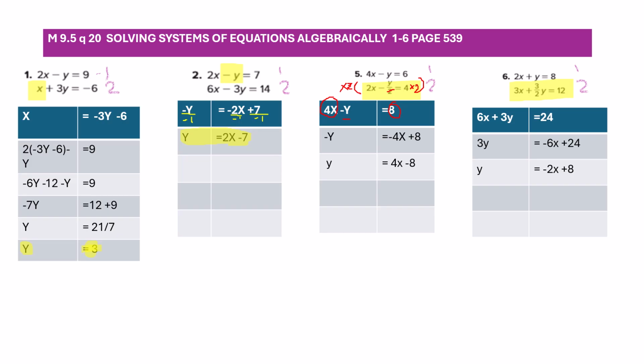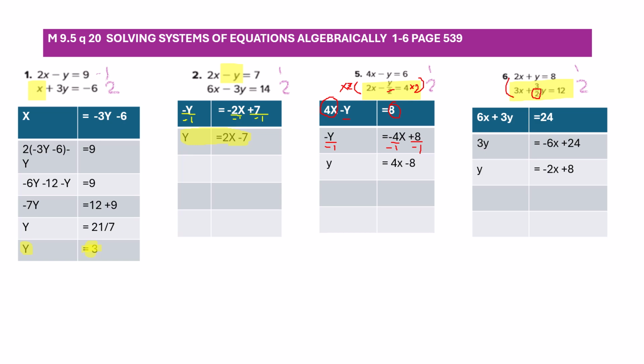In order to find y again, divide by negative 1, negative 1, and negative 1. The result will be: negative divided by negative gives me positive, and positive divided by negative gives me negative. Therefore, y is equal to 4x minus 8. Once again, you continue as I did in the previous example to substitute and finally find the solution for x and y. In number 6, I did the elimination of the denominator of 2.